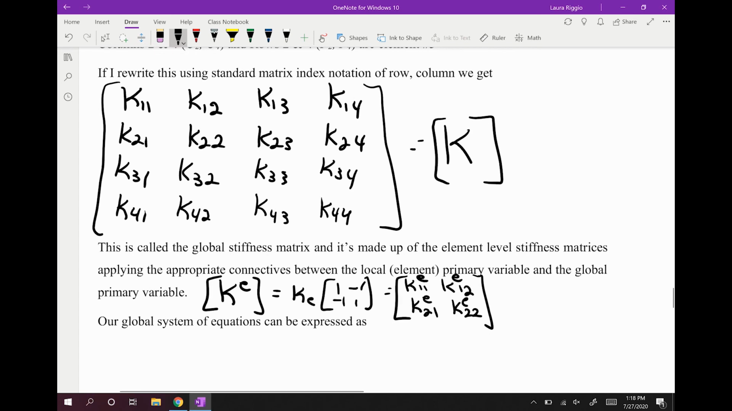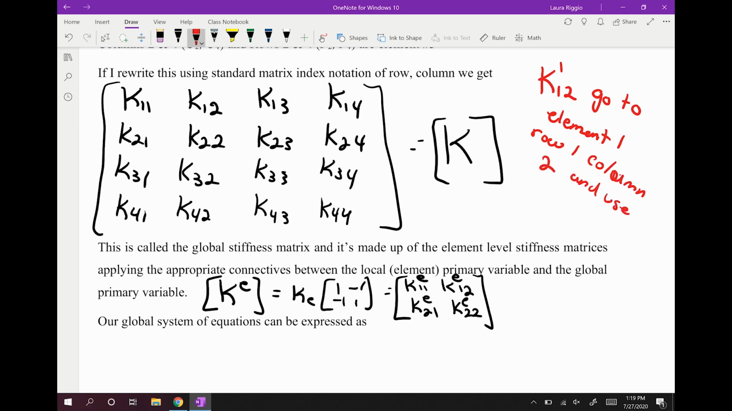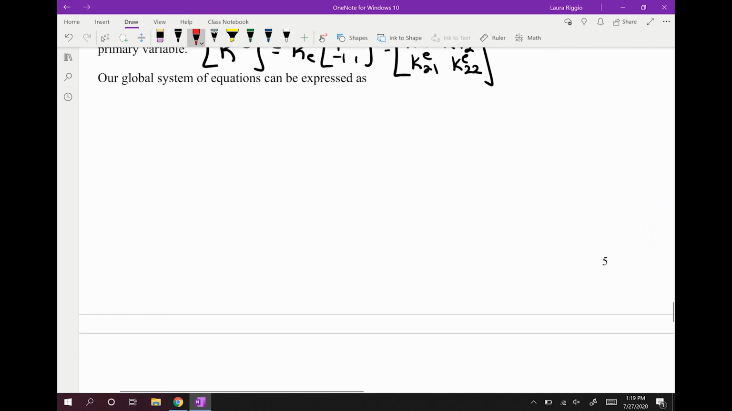where, for example, if I was to write K1,1,2, what I'm saying is go to element 1, row 1, column 2, and use that value. All right, that's how matrices work. It's a little aside on notation. We'll get back to it again in a few more problems.